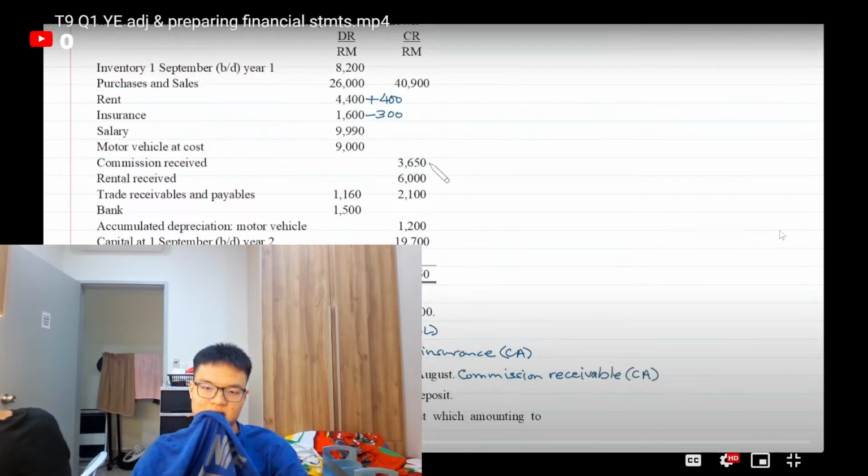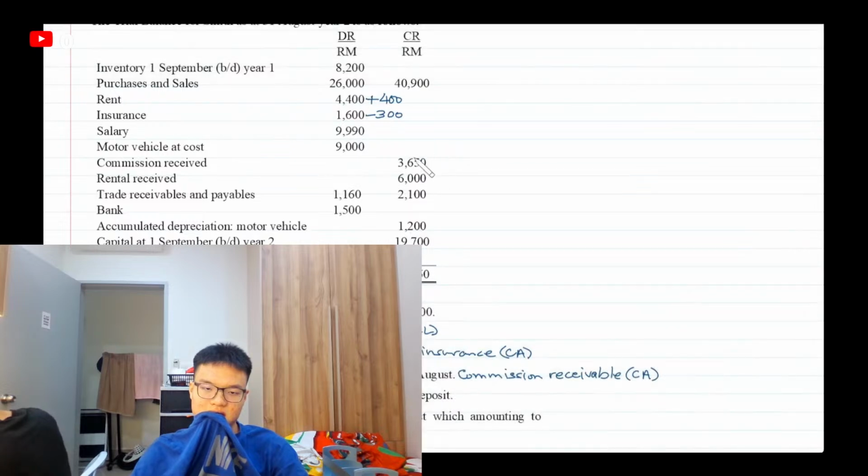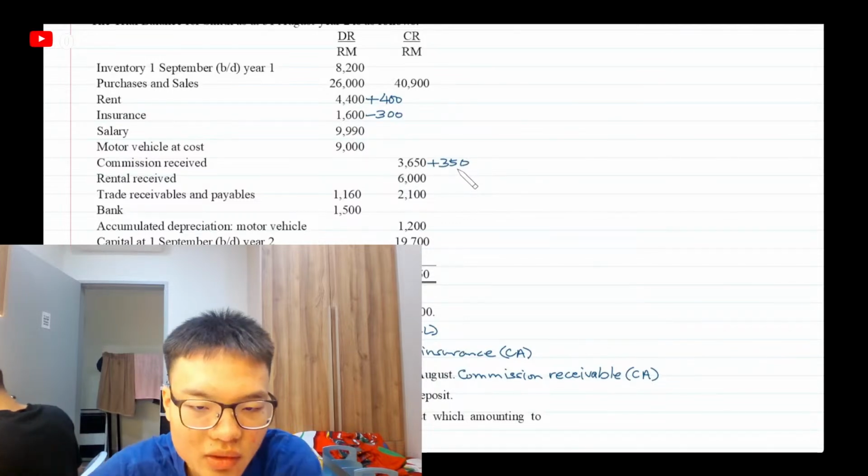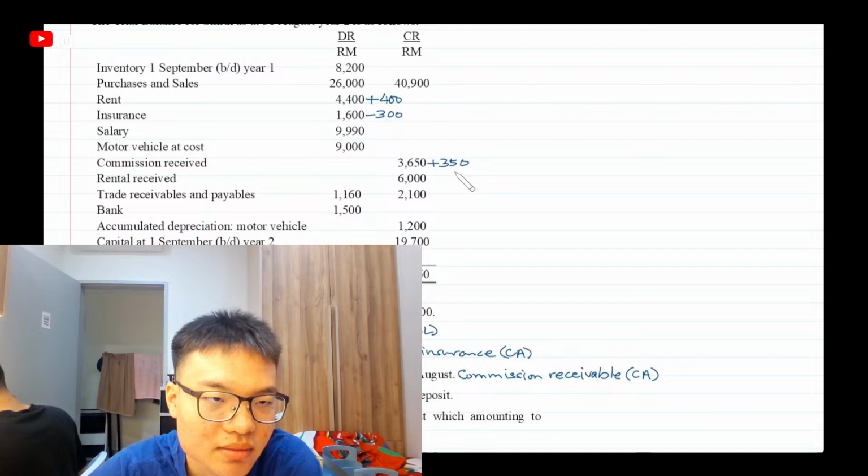Here, we have recorded commission 3,650 ringgit. This is how much you have received during the year. You must add another 350 ringgit receivable. 3,650 ringgit already received and recorded. Plus another 350 ringgit earned for the month but not yet received, not yet recorded.